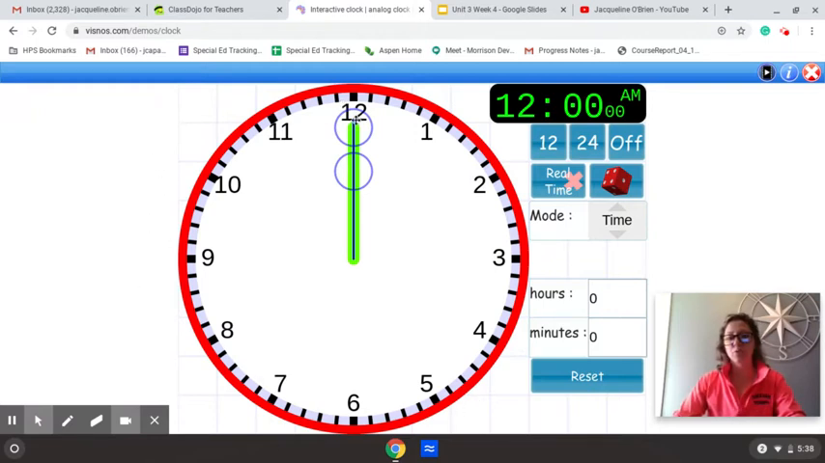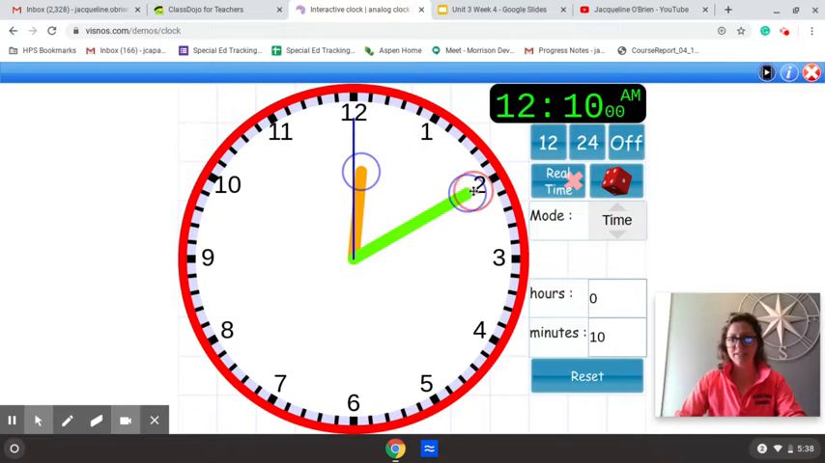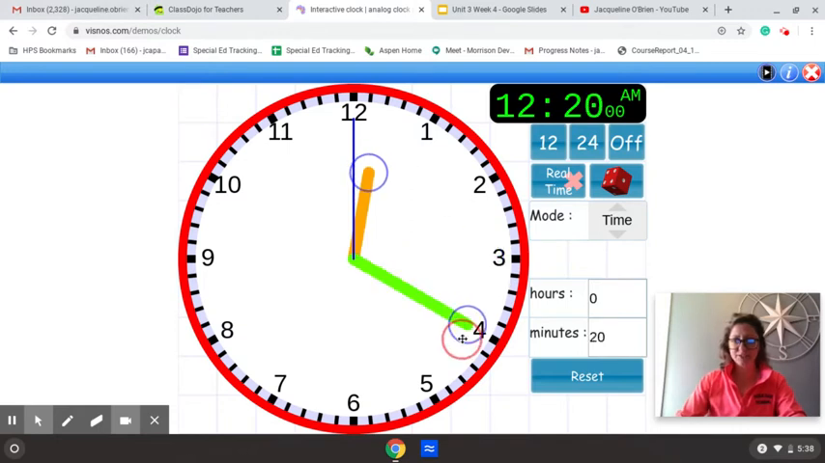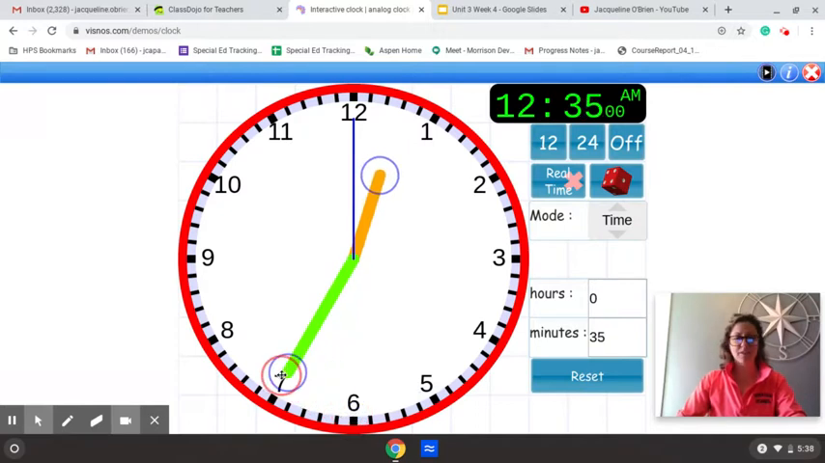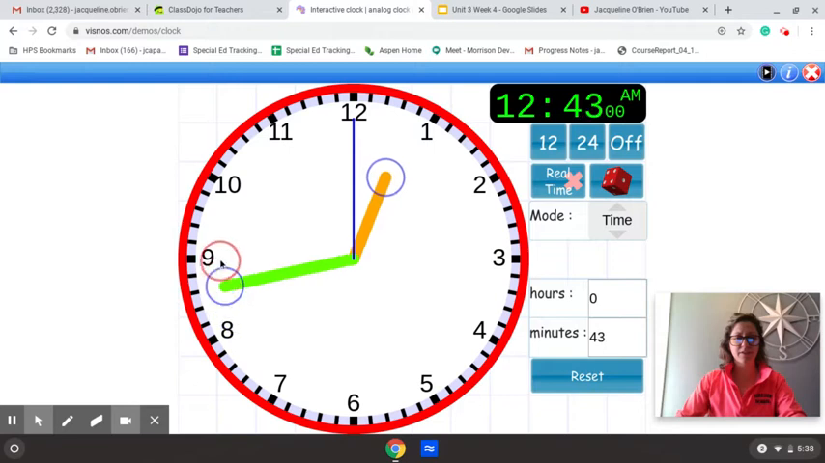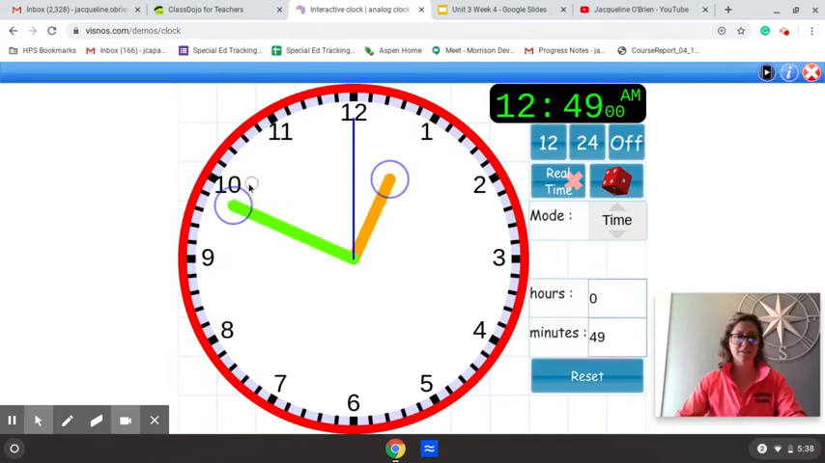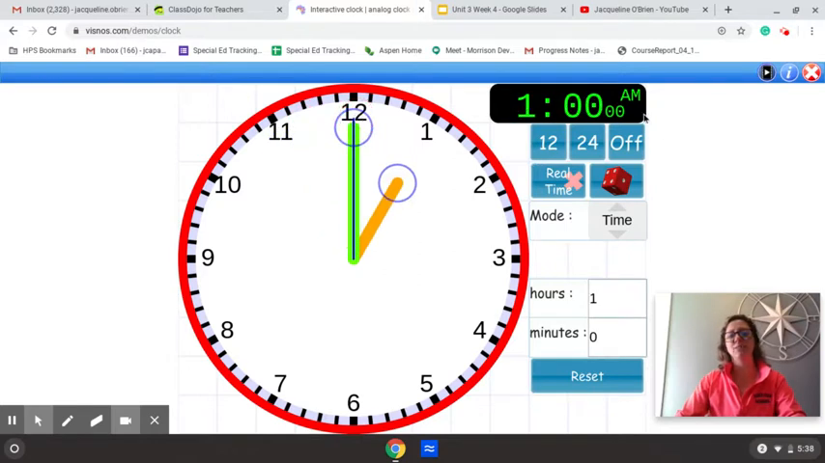So if we were to jump to 12:05, it would look like this, 12:05, because we go 5, 10, there's 12:10, 15, 20, 25, we know this is 30, 35, 40, 45, 50, 55, and back to 60, which is another hour. So look, we've made our way around and we're at 1 o'clock now.